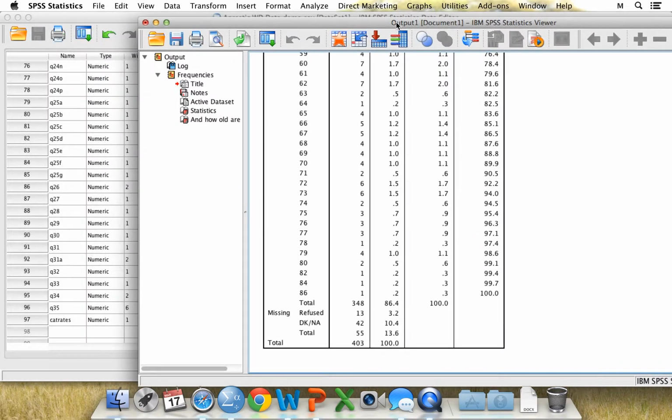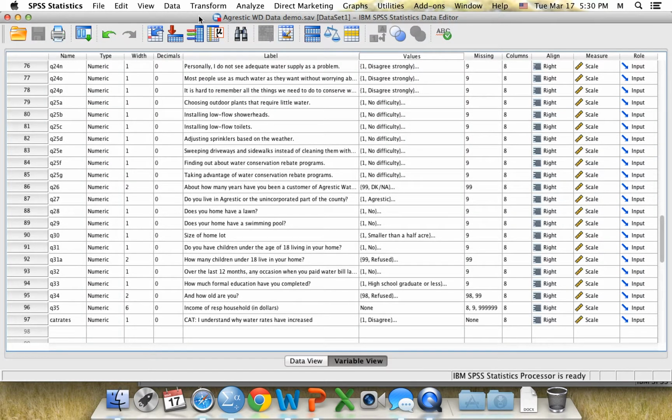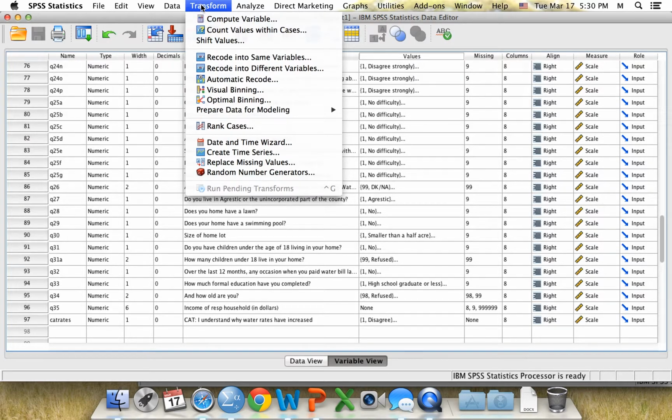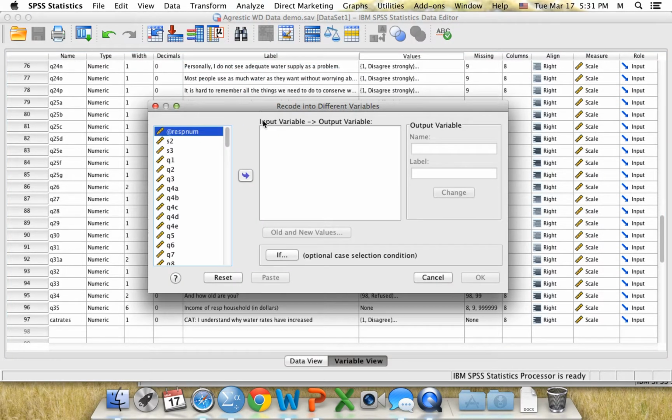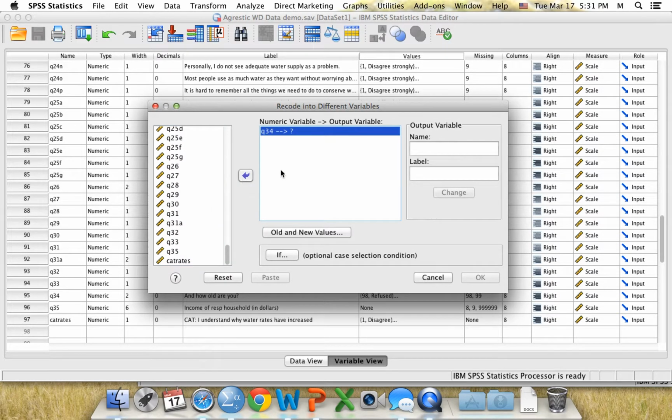You can go from the output window or the data file. Go to Transform, Recode into Different Variables, Q34. Type in the age, new label. You can copy paste that. Click change.